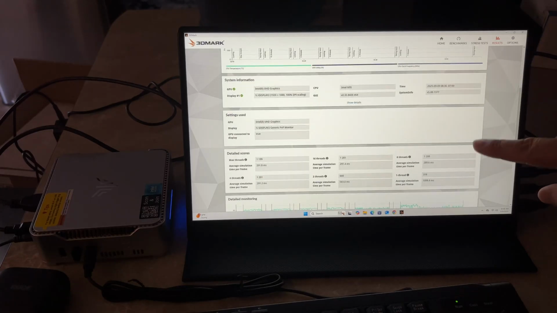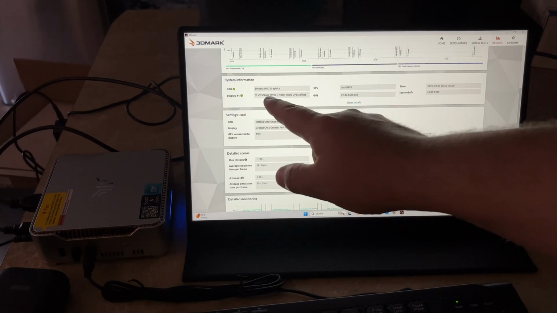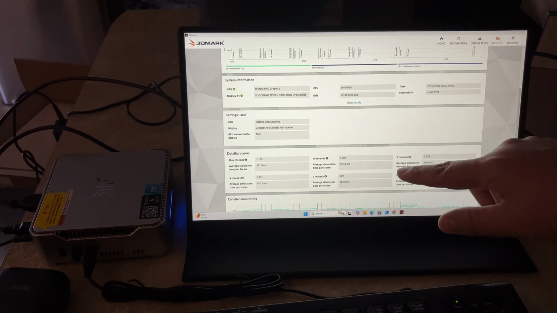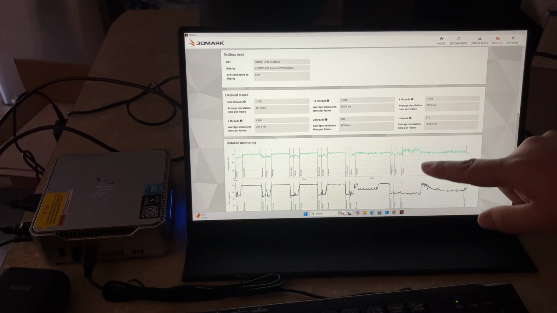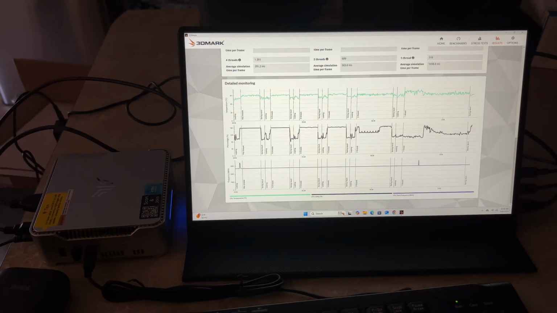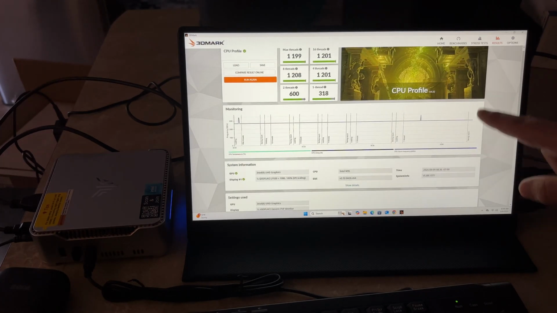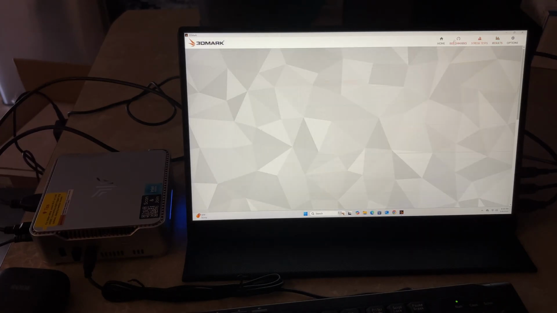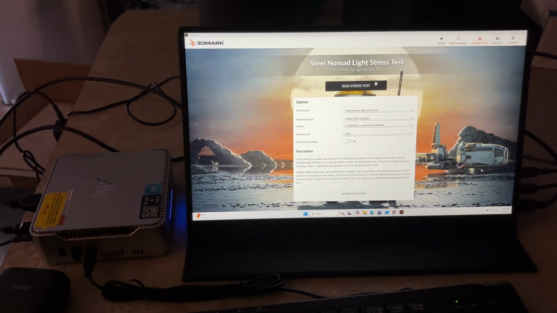Let's take a look at it here. It is seeing that it's an Intel N95, which it should be, UHD graphics. Yeah, the results are about what I would expect for this kind of processor. None too bad. And again, it didn't get very warm. I'm gonna run a stress test now because I wanna see if I can get it really hot.